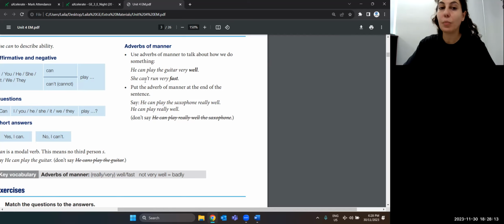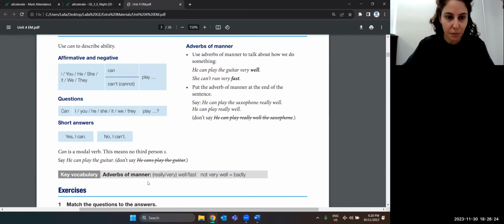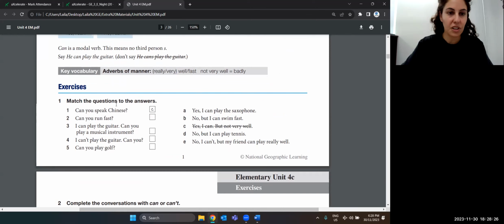And can is the modal verb. It's not the main verb. So make sure you have can and then the main verb. Okay, so we've got a few more minutes. We'll just do number one.